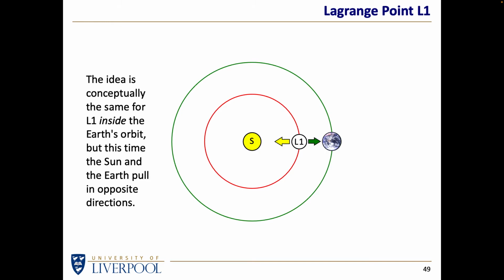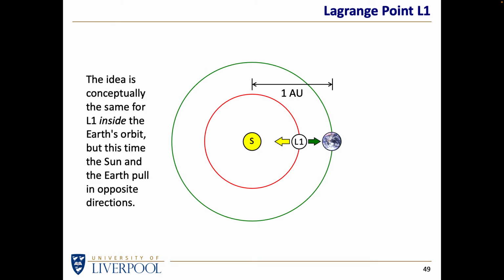L1 is the same basic idea. We don't have to do the same argument all over again, but L1 is in an orbit inside that of Earth. So you'd expect L1 to go round faster. But because it's being pulled towards the sun in one direction and towards the Earth in the opposite direction, the total pull on L1 is less. And if it's got less gravitational pull, it goes round more slowly. And therefore, L1 goes round the sun in 1 year.